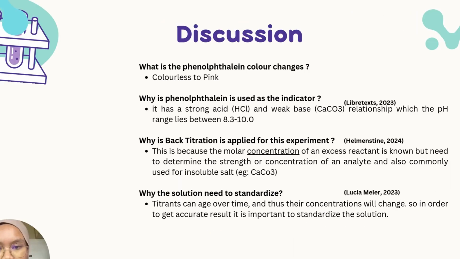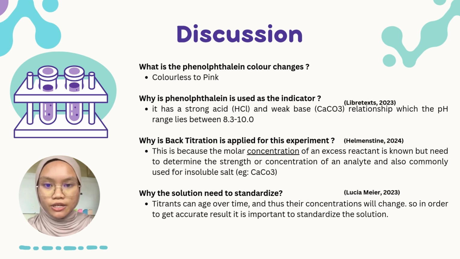And for the discussion, first, what is the phenolphthalein color change? It changed from colorless to pink. Then, why is phenolphthalein used as the indicator? It is because of the strong acid, HCl, and weak base, calcium carbonate, relationship, in which the pH range lies between 8.3 and 10.